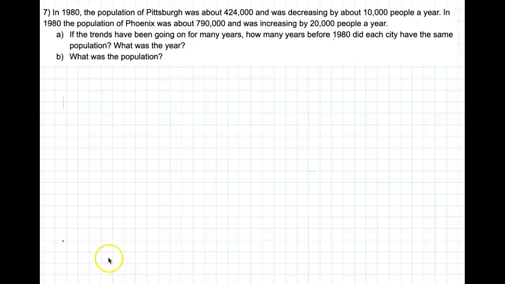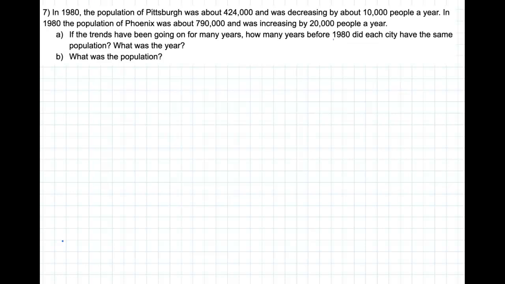All right, so we've got, I guess, a tale of two cities here. We've got Pittsburgh, which has a decreasing population, so declining, going down every year. And then we've got this other one over here, Phoenix, which is increasing by 20,000 a year, right?